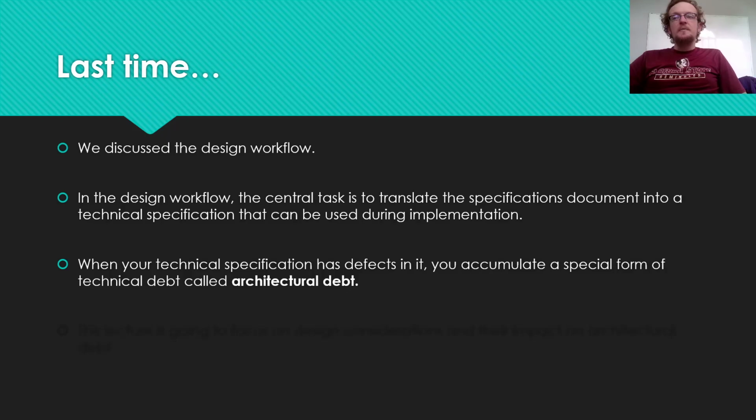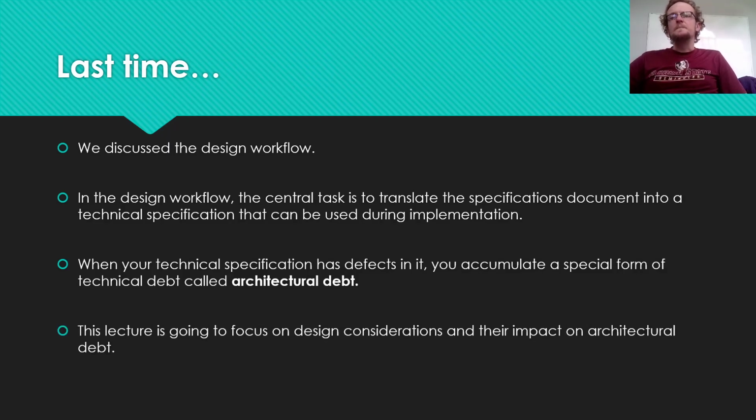We also talked about architectural debt, which essentially happens when your technical specification itself has defects in it. If you've chosen the wrong type of application to build, you're obviously going to have some defects in your specification. If you have chosen the incorrect way to split up the application, then you're obviously going to have some defects in it. And so we talked about how architectural debt is a subset of technical debt, and it has some dire consequences if you have too much architectural debt during a project.